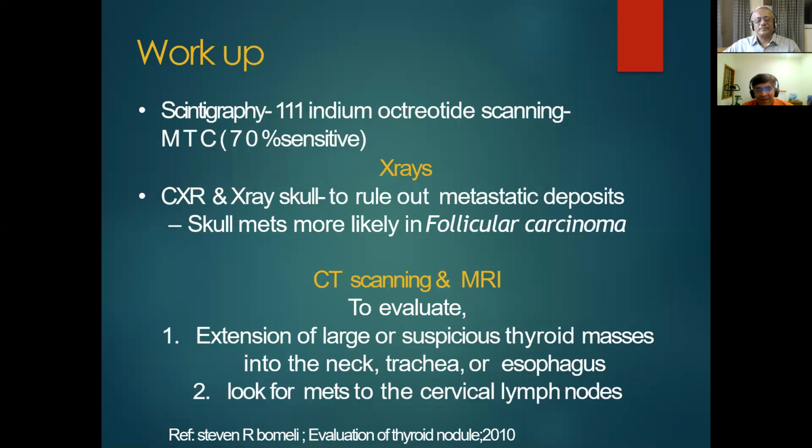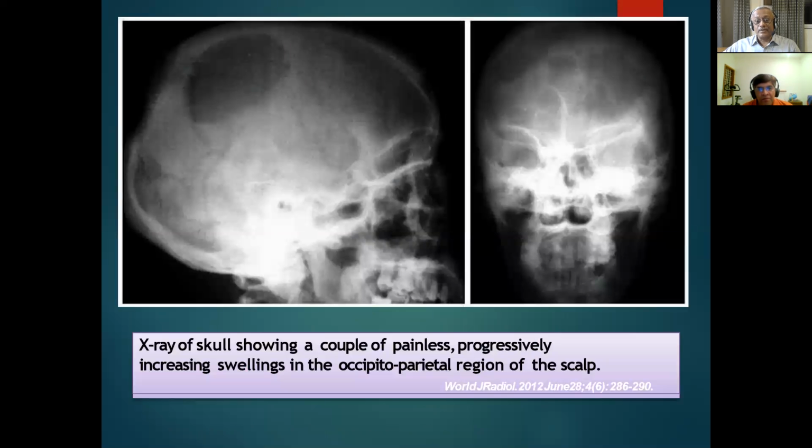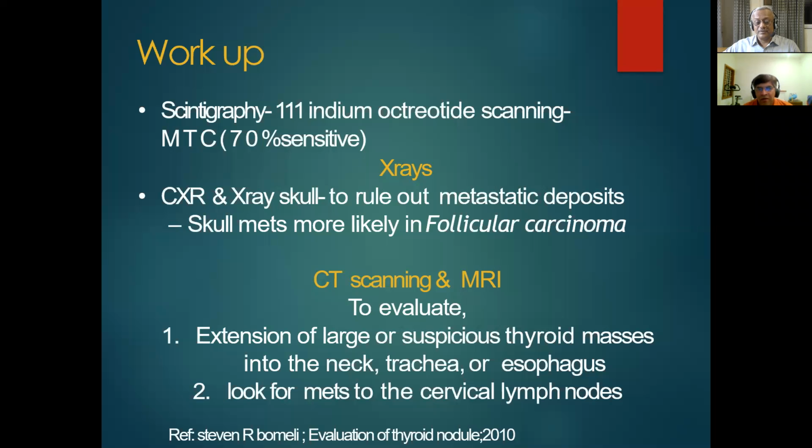So CT scanning and MRI can be done to evaluate the extension of the suspicious or large thyroid masses into the neck, trachea or esophagus, and look for metastasis to the cervical lymph nodes, and the chest. It's also very unusual for thyroid neoplasms to be plunging goiters or mediastinal lesions. But one of the classic indications of CT or MRI is to look for the extent of the disease.